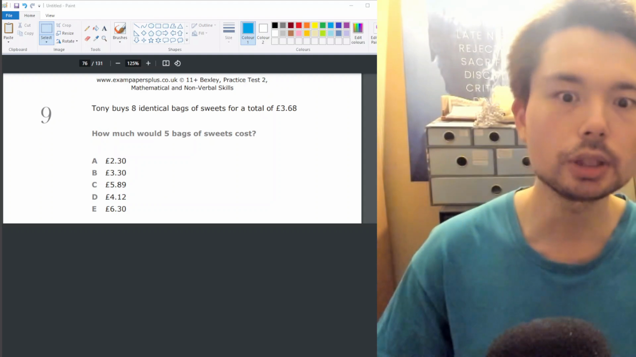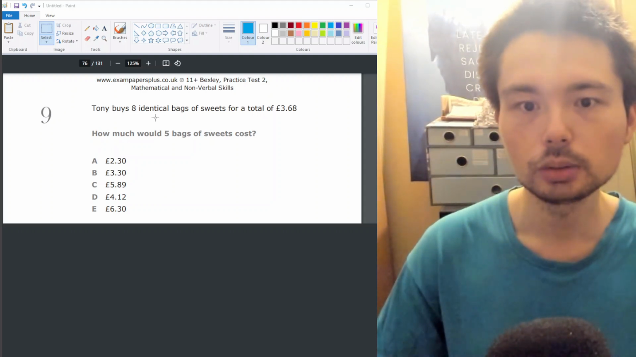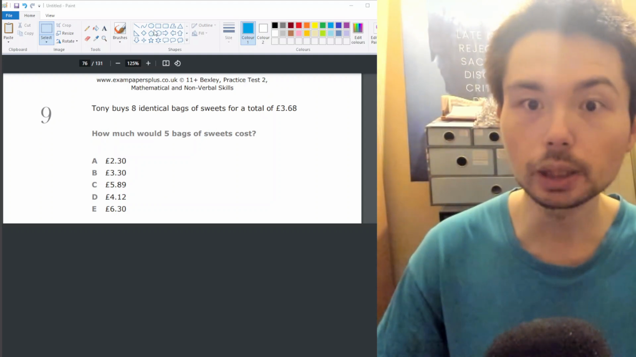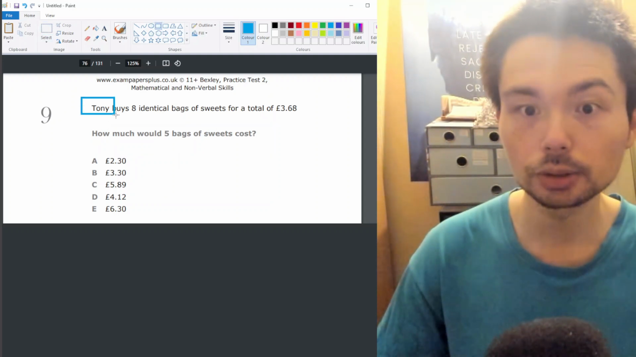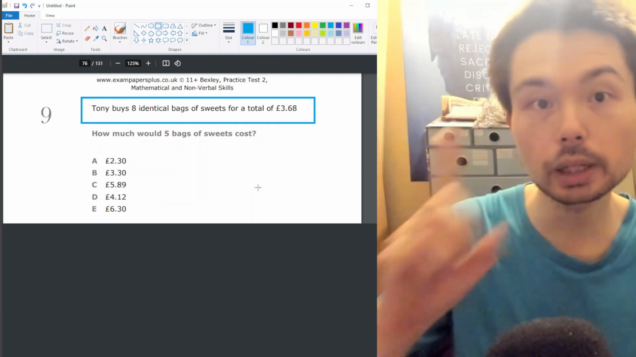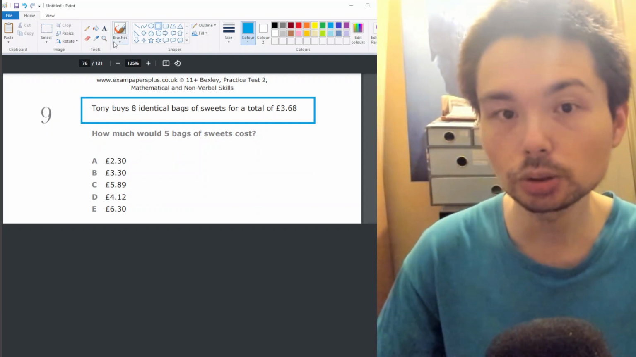Last question, that's it. Okay, Tony buys 8 identical bags of sweets for a total of £3.68. Straight away, you must react. 8 bags for £3.68. Whenever we see this, we must work out one bag. So let's quickly do short division straight away.